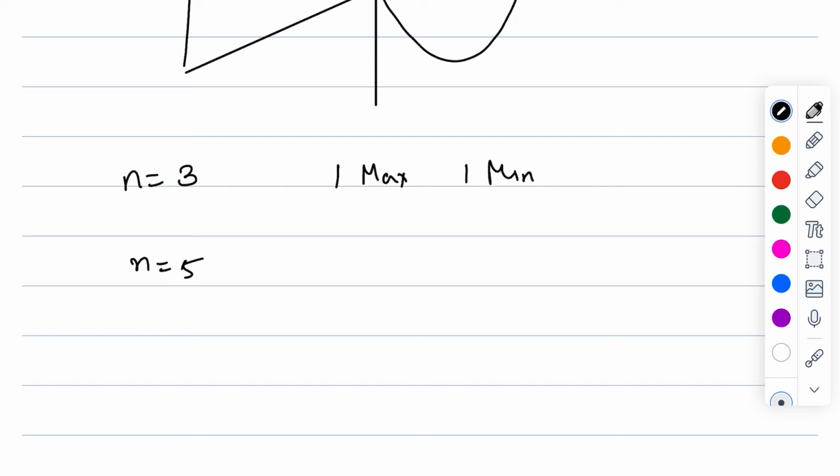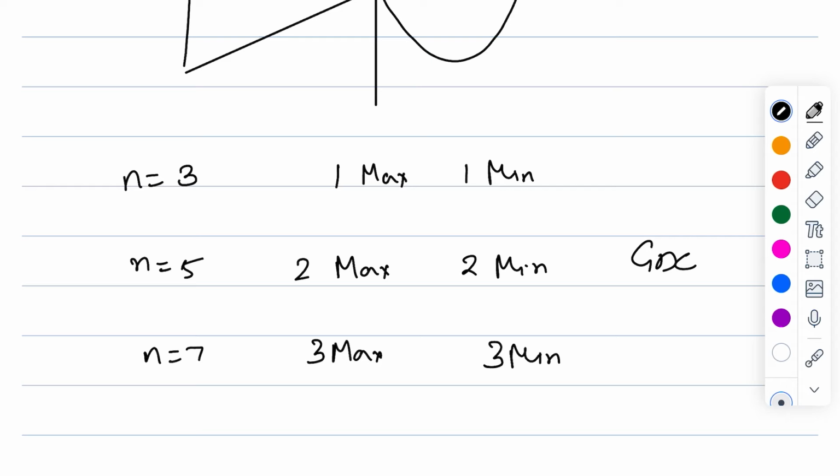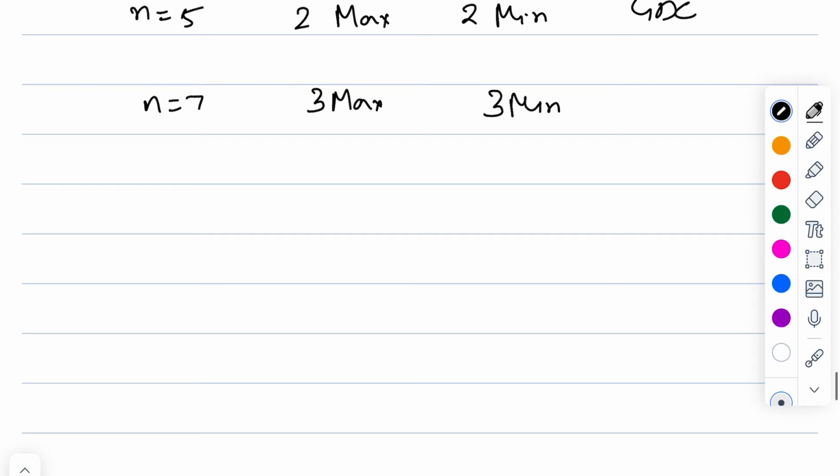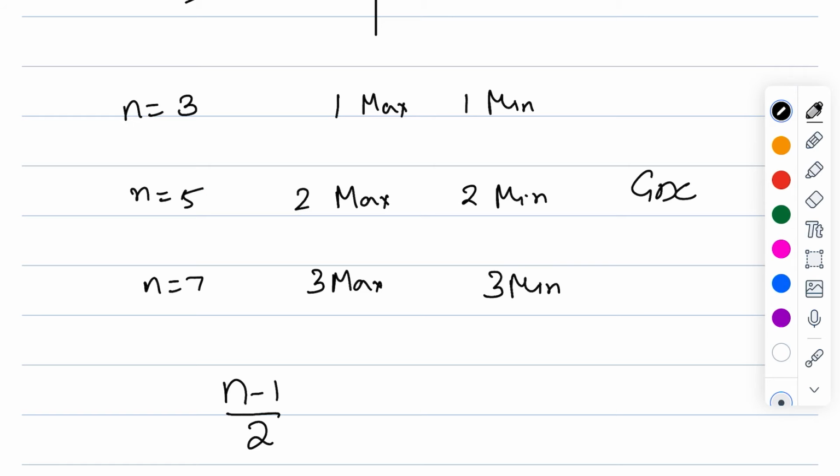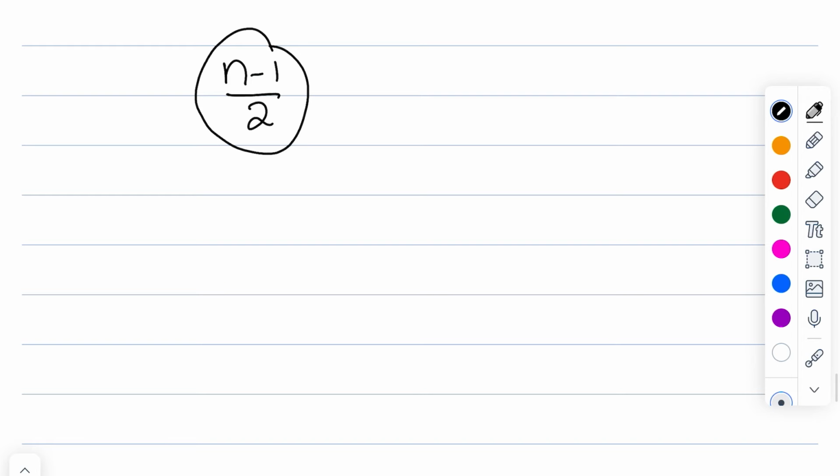When you try for n equals 5, you get 2 maximum and 2 minimum. When n equals 7, you get 3 maximum and 3 minimum. You can check this with your GDC. So the formula is going to be nothing but what? n minus 1 upon 2. Now coming to B2, the local minimum points. So how many maximum points? n minus 1 by 2 maximum points. Similarly, in B2, he's asking how many minimum points. It's going to be the same, n minus 1 upon 2 minimum points.